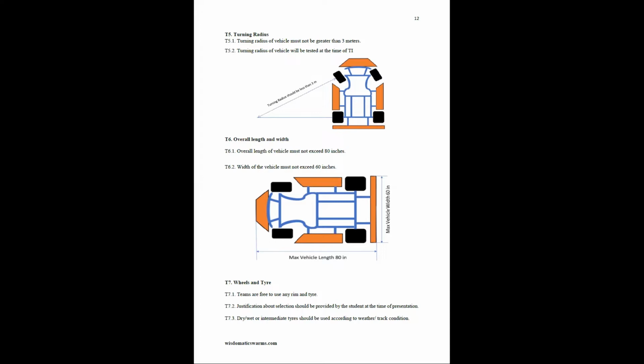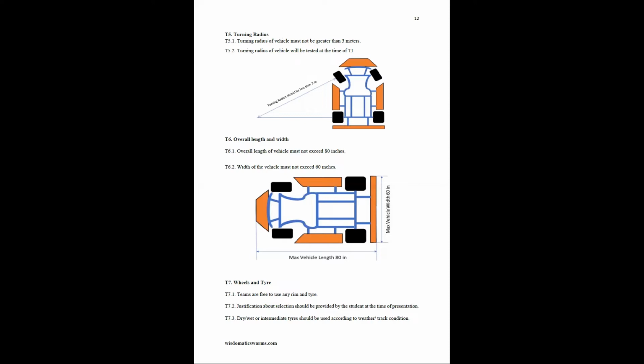and this is about your overall length and width. So the maximum length of your cart should not exceed 80 inches. The maximum length includes your bumpers too. Keep that in mind, and accordingly you can design your bumpers for your chassis. Maximum width which you can have is 60 inches.